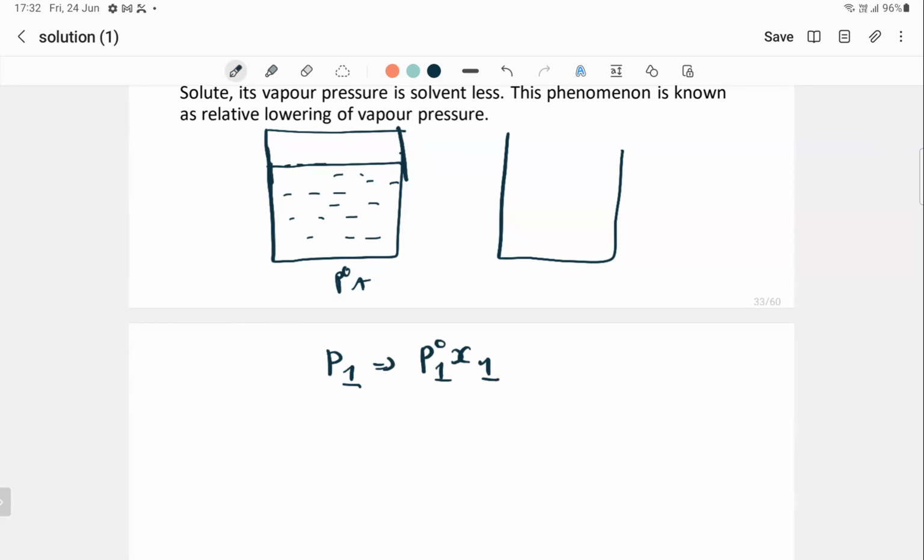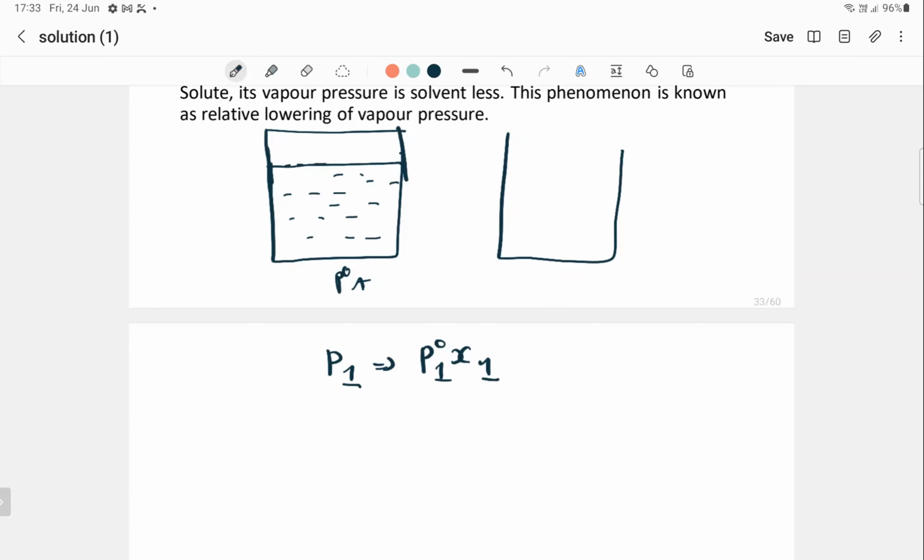What is P1? This one is solvent. So what is P1? Vapor pressure of your solvent present in the solution. Okay. What is this one? Vapor pressure of your solvent when it is present in the pure form. P not connect pure form. What is this one? It's mole fraction. Mole fraction of your solvent. Clear with this one? Now we can connect with the relative.